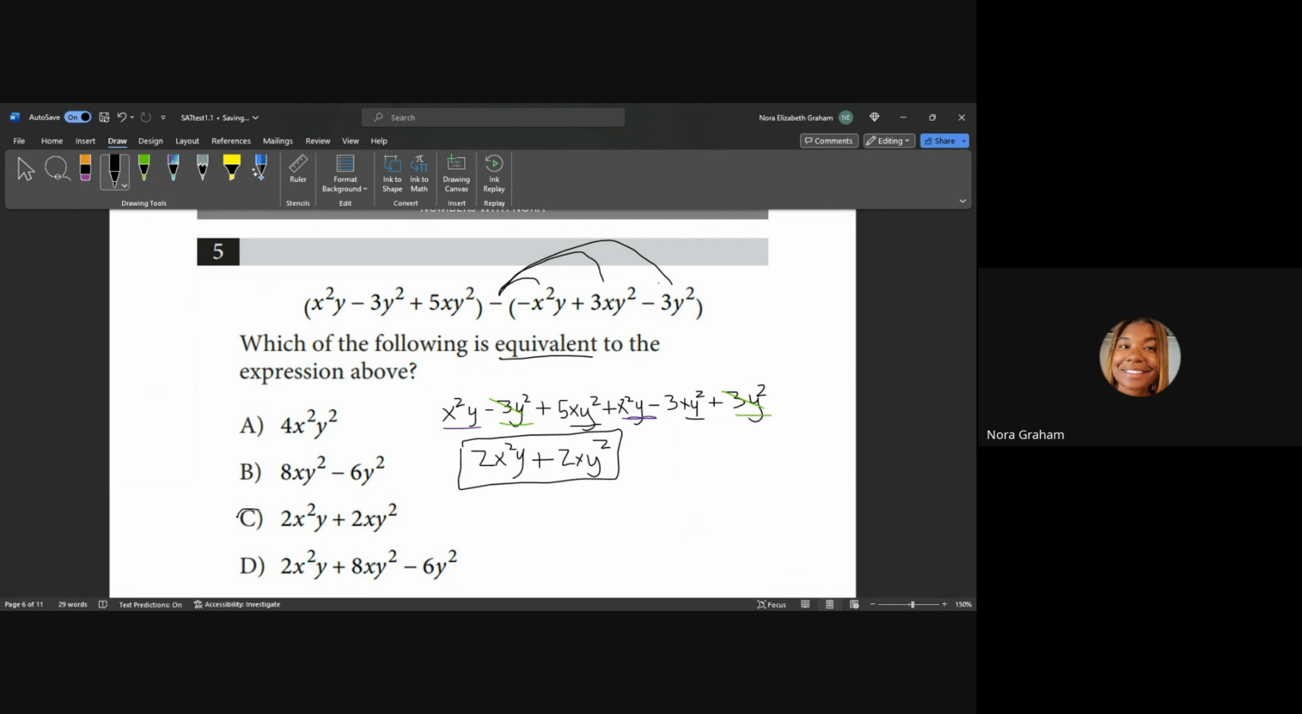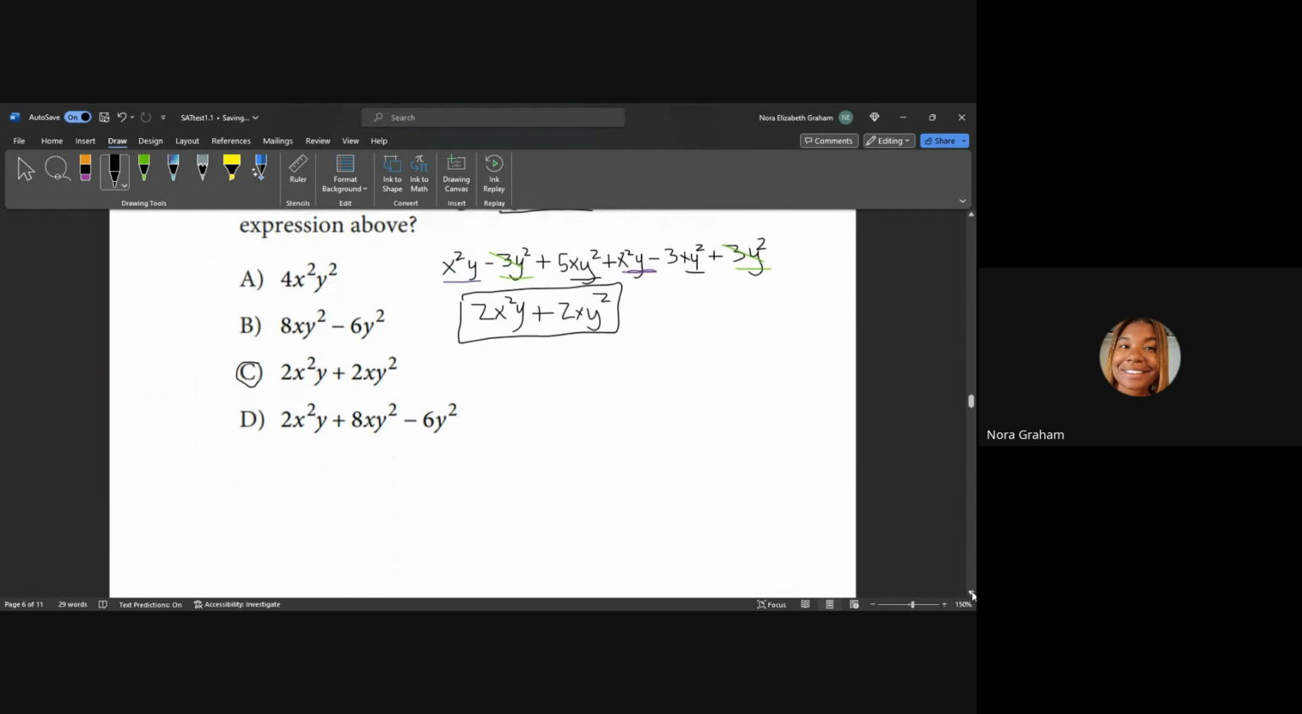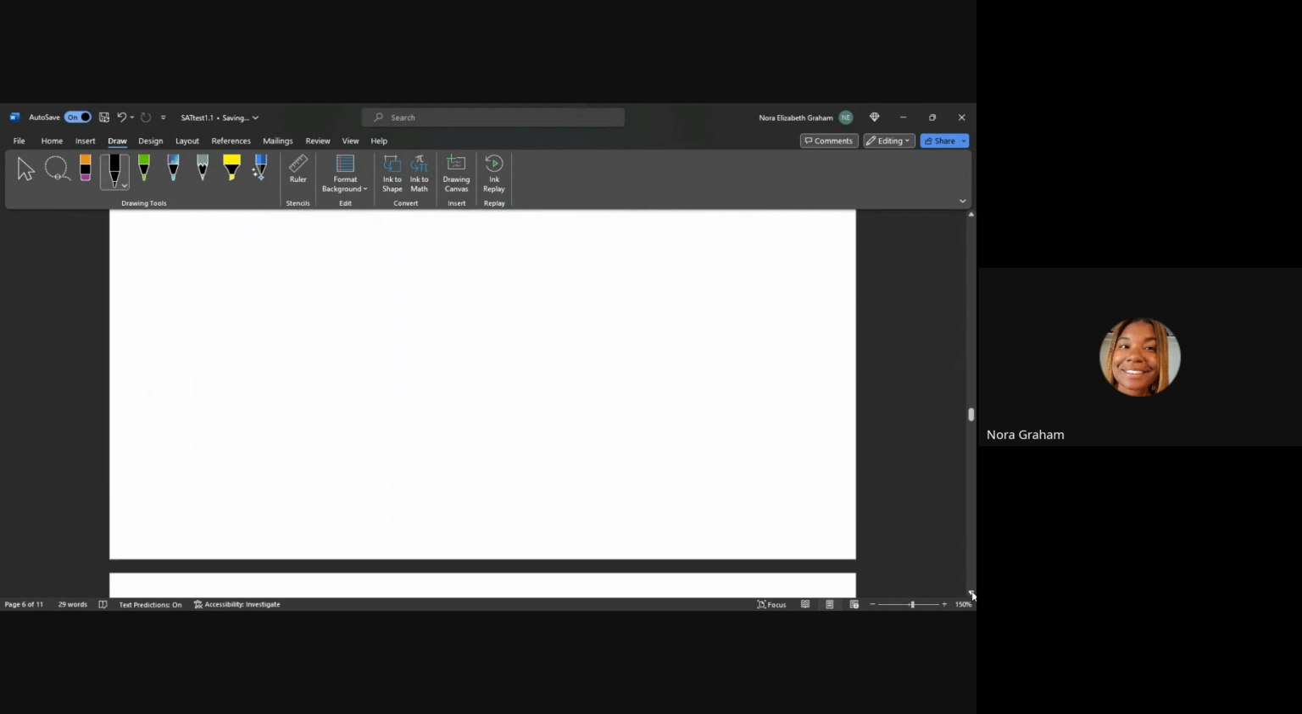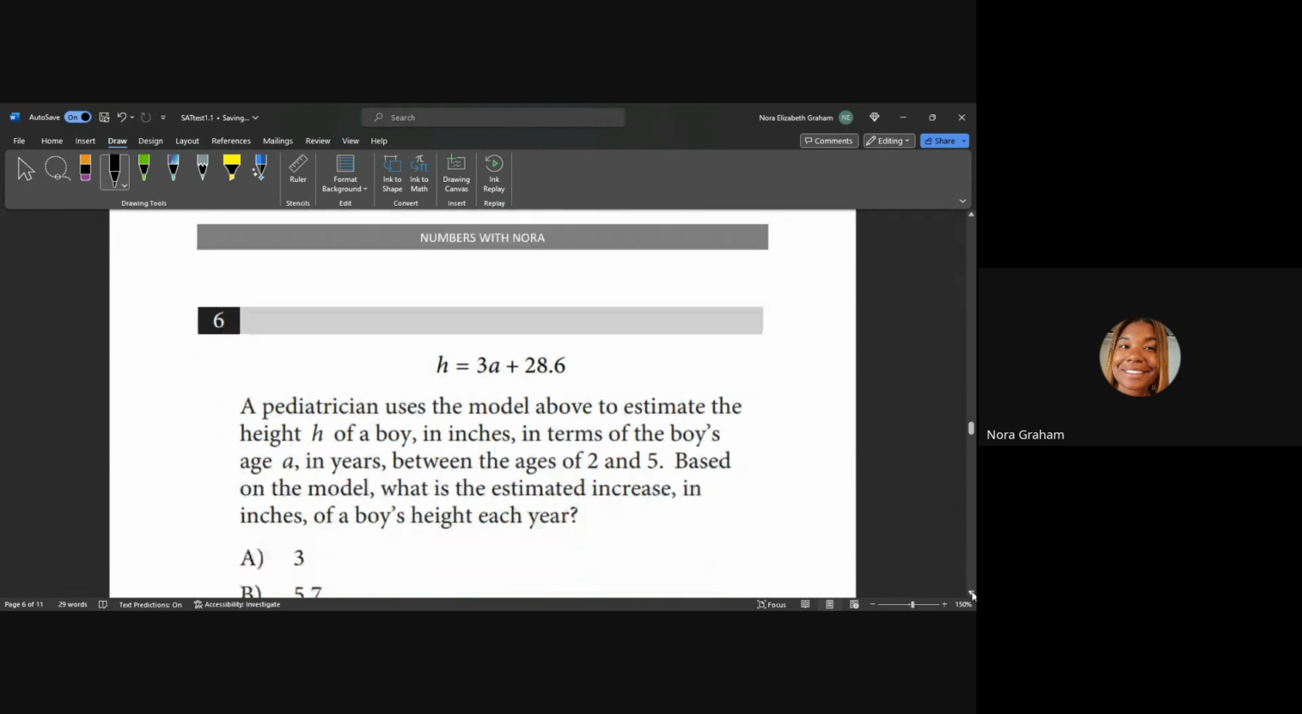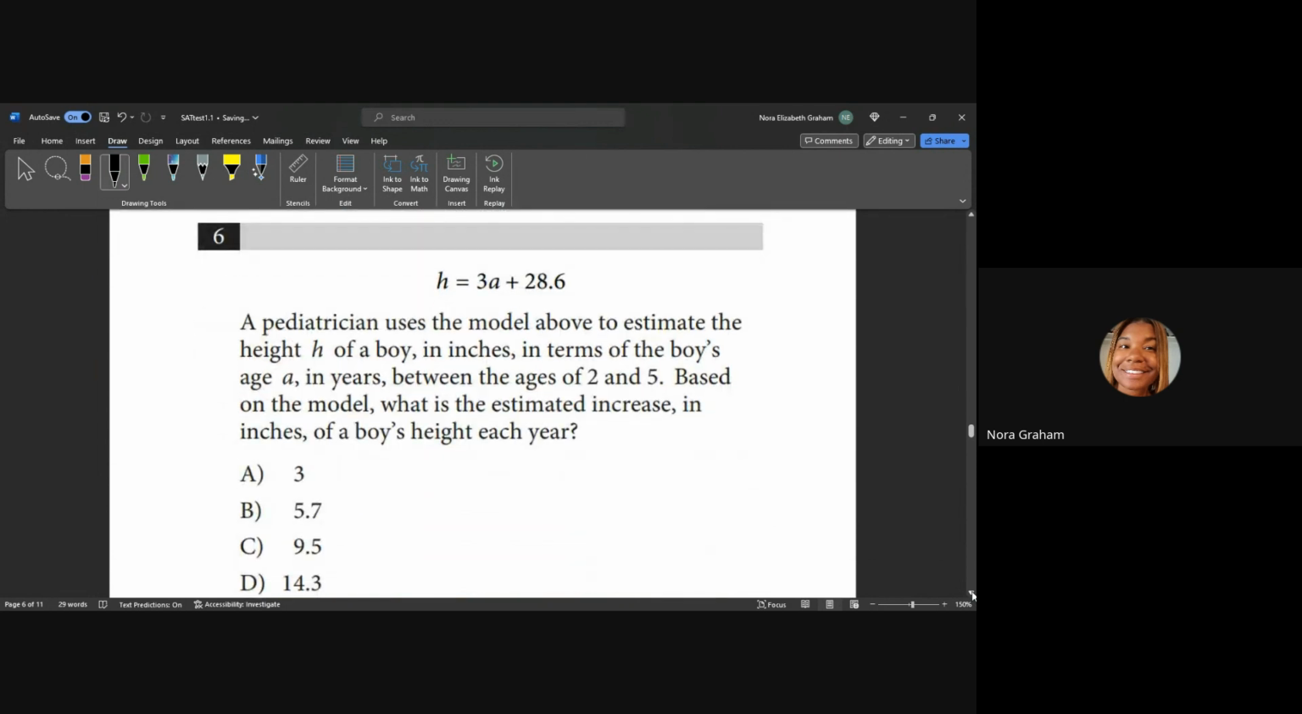And I know I might be going a little fast. If you have questions, put a comment below, but I want to try to get through all 10 of these problems in this video. Next one is number 6, another word problem. A pediatrician uses the model above to estimate the height h of a boy in inches in terms of the boy's age a in years. Between the ages 2 and 5, based on the model, what is the estimated increase in inches of a boy's height each year? So that's what they want to know.